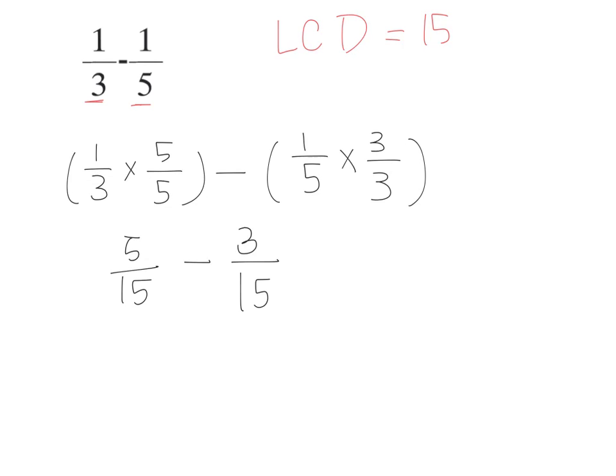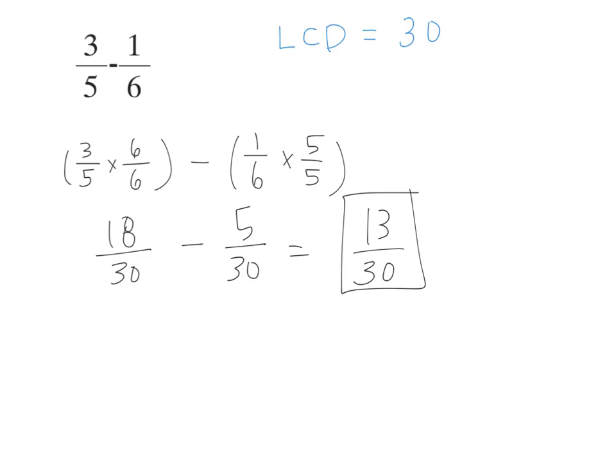So if I have 5/15 and I take away 3 of those 15s, how many 15s do I have left? 2 15s. Therefore, is that in simplest form? Good. Therefore, 1/3 minus 1/5 is 2/15.